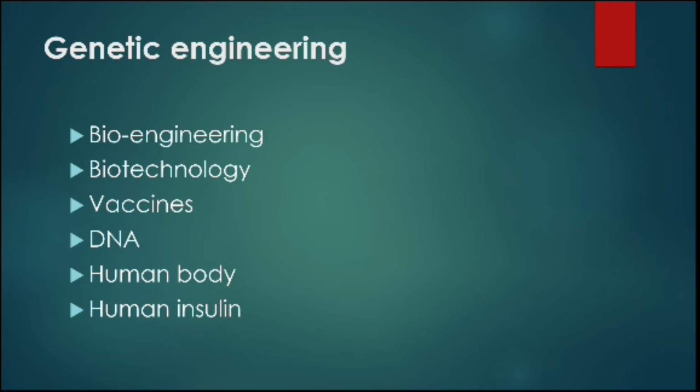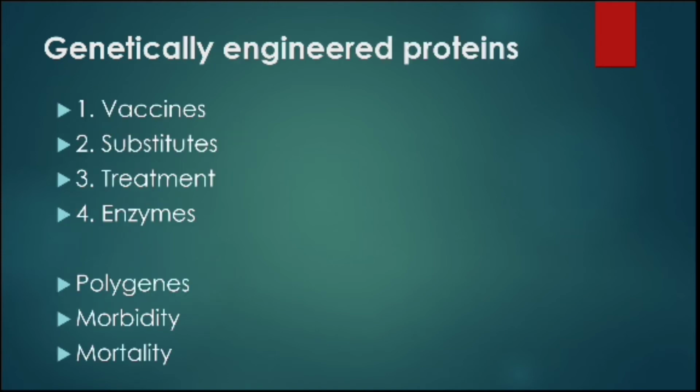So we will see some categories of the genetically engineered proteins, or we can also call them products. Genetically engineered products being used today are of four types. First, vaccines, second, substitutes, third, treatment, and fourth, enzymes.